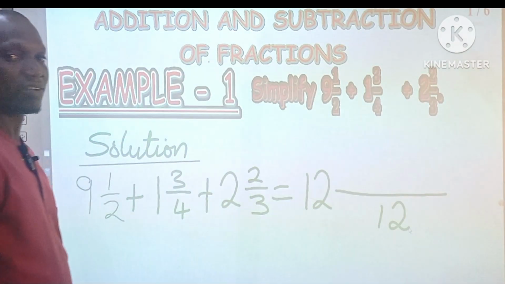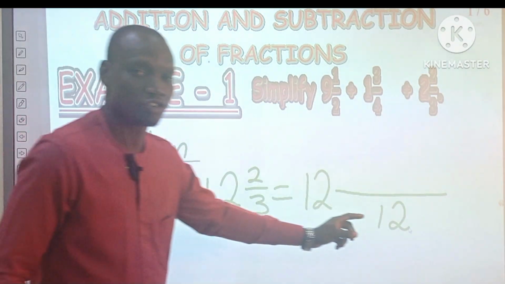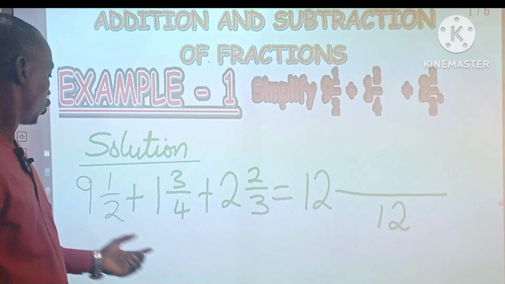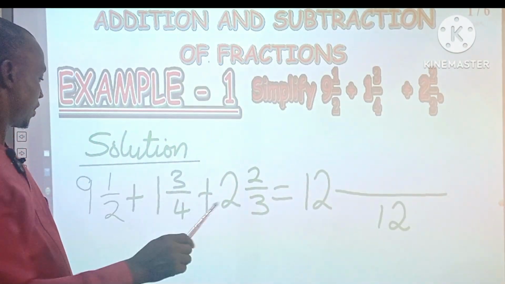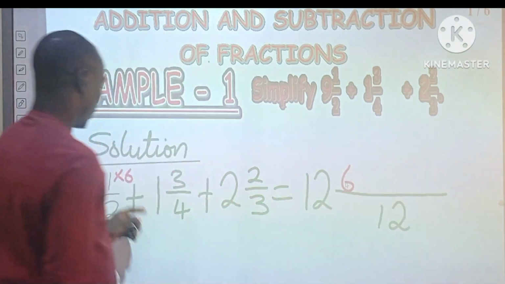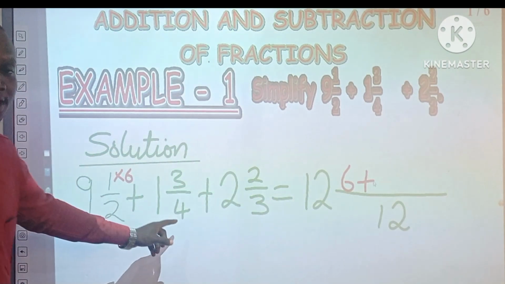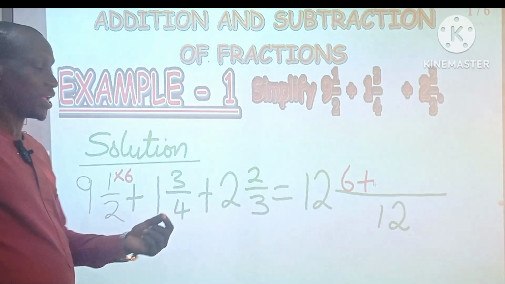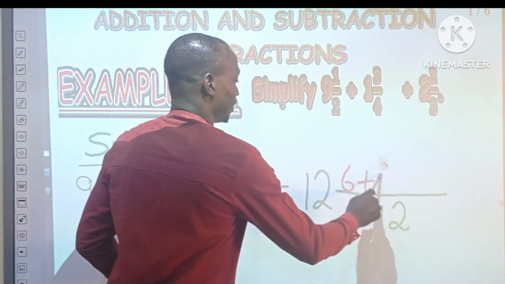12. Now the next step is to use the first denominator to divide the LCM. Whatever we get, we use it to multiply the numerator. So when we use 2 to divide 12, our answer will be 6. 6 times 1 will give us 6. And the sign after that is plus. We go to the next denominator, which is 4. 4 into 12 is 3. 3 times 3 will give us 9.